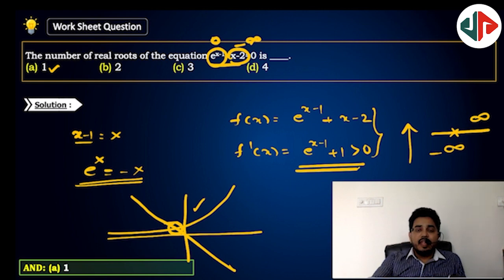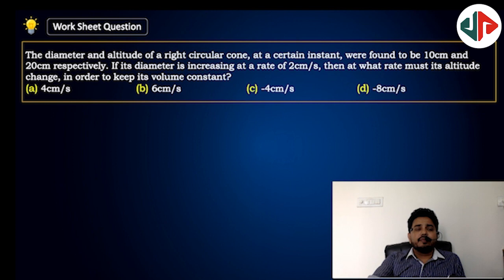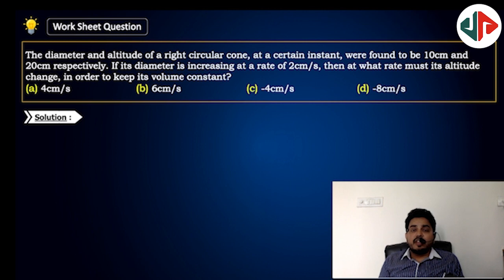So next question is: diameter and altitude of a right circular cone at a certain instant were found to be 10 centimeter and 20 centimeter respectively. If its diameter is increasing at the rate of 2 centimeter per second, at what rate must its altitude change in order to keep the volume constant?